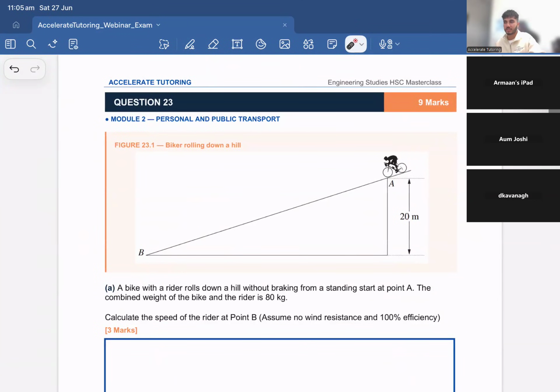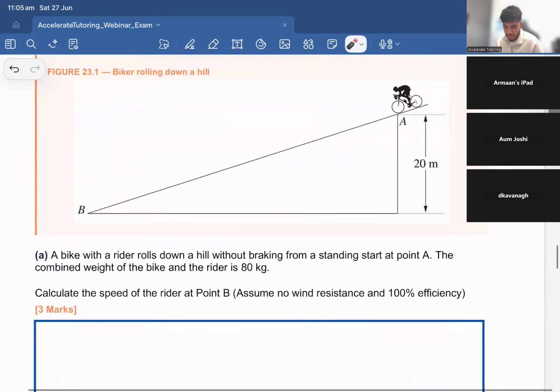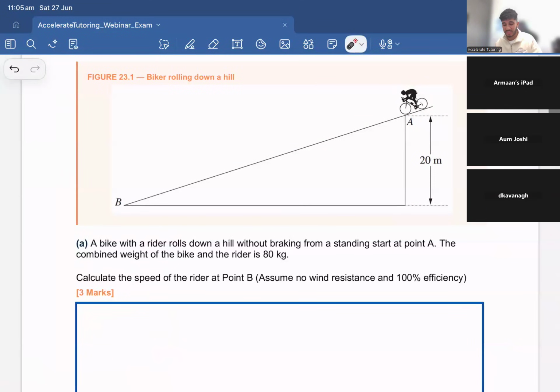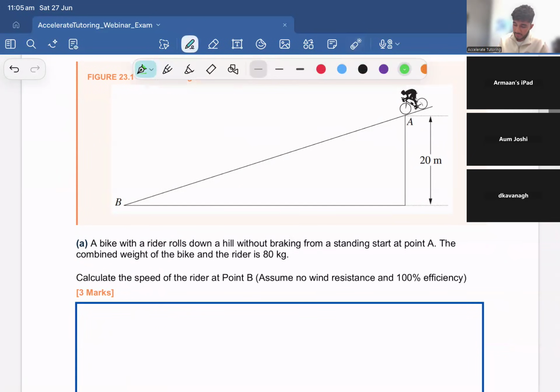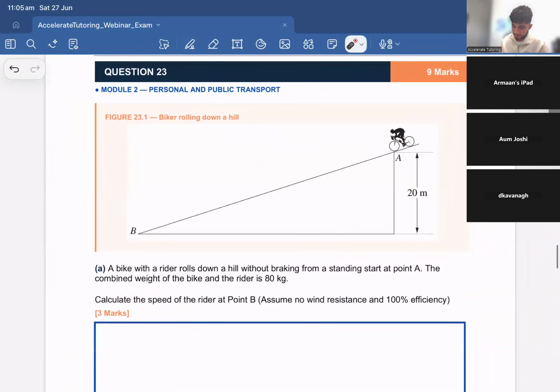We're now moving on to personal public transport. This first question is just calculating the speed, so it's a work-energy topic. Over here, we have a bicycle: a bike with a rider rolls down a hill without braking from a standing start at point A. The combined weight of the bike and the rider is 80 kilograms. Calculate the speed of the rider at point B. Assume no wind resistance and 100%.